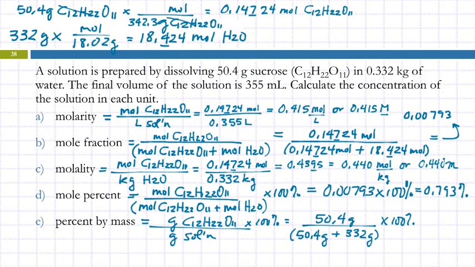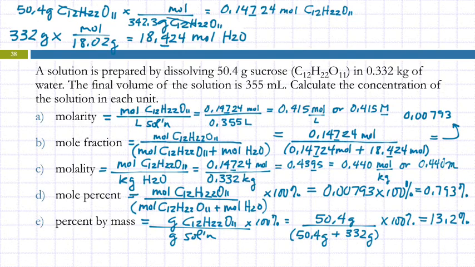So it's 50.4 divided by, open parentheses, 50.4 plus 332, close parentheses, times 100 equals. And this would also be 3 sig figs, 13.2%. No questions?